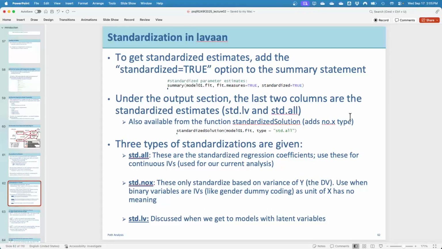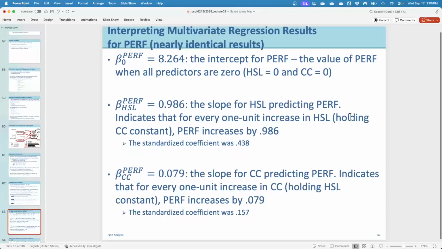The latent variable is another special case, and we'll get to that in just a bit. That's special mainly because you get to pick how you handle the variance of the latent variable because it doesn't exist. You don't worry about that today. We're on path analysis today, okay?